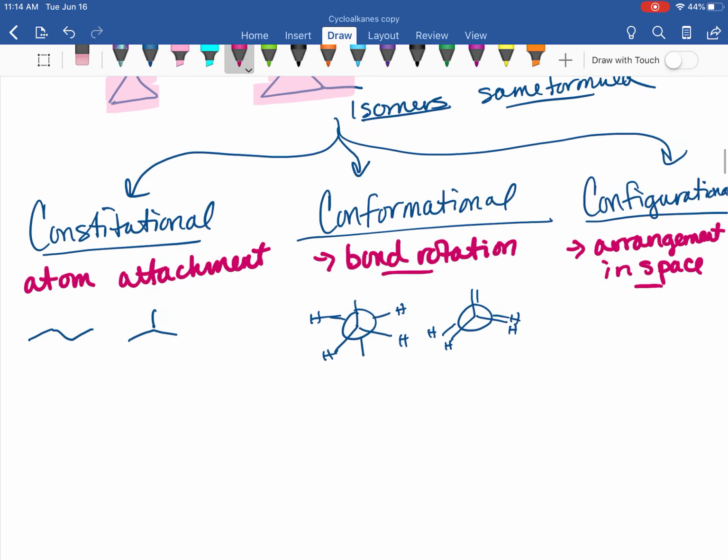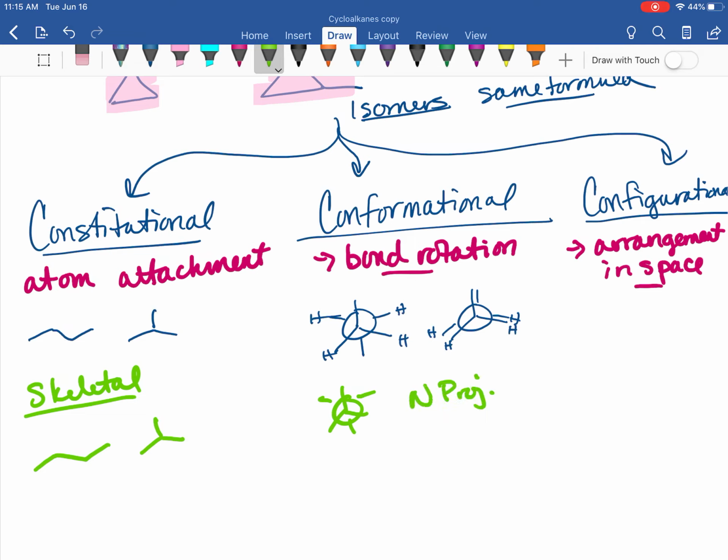All right, now the reason I like to spread these out right here and define them is that our three different drawings are for our three different isomers. We start with our skeletal. That is going to point out, wow, we actually have two different compounds. That tells us nothing about a bond rotation or a 3D arrangement in space. Conformational, we have to use either a Newman projection, or we're going to learn in our next series of videos something called the chair.